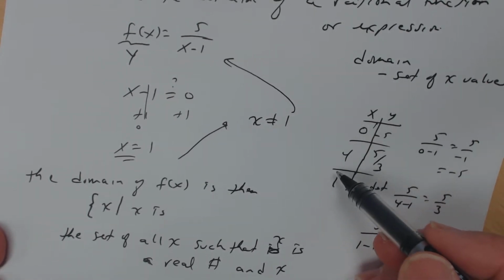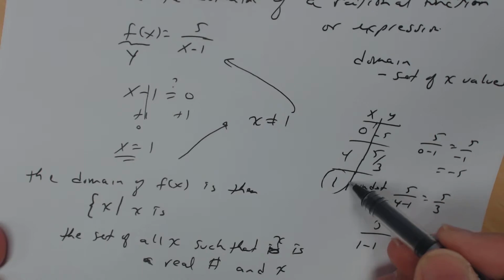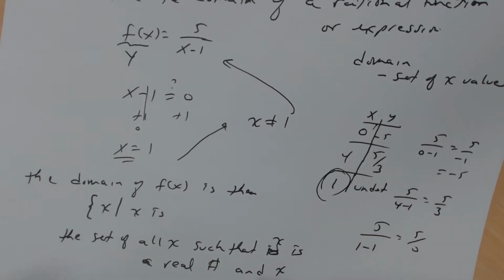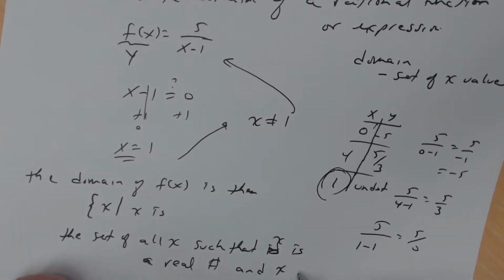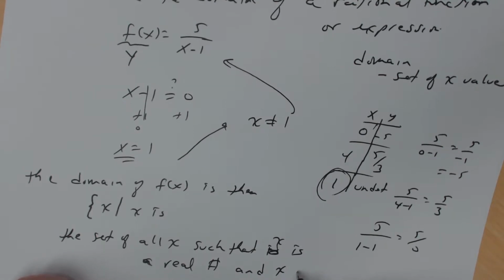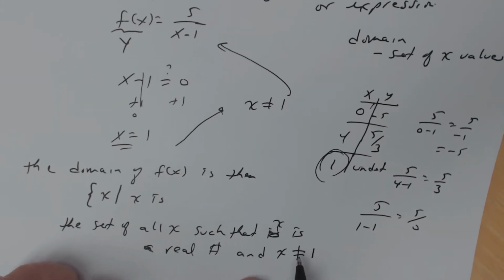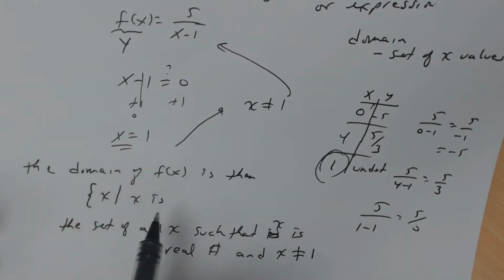X can be any real number except x cannot equal 1, remember? So x cannot equal 1. So x is a real number, and x cannot equal 1. So just write it like this, not equal to. The symbol for not equal to is an equal sign with the slash through it. All right, now you're going to put that here.